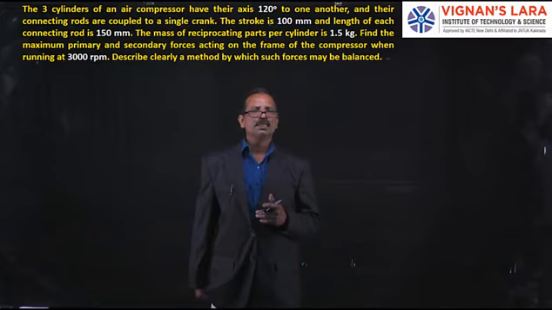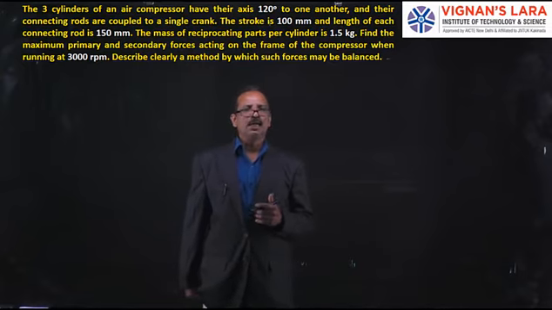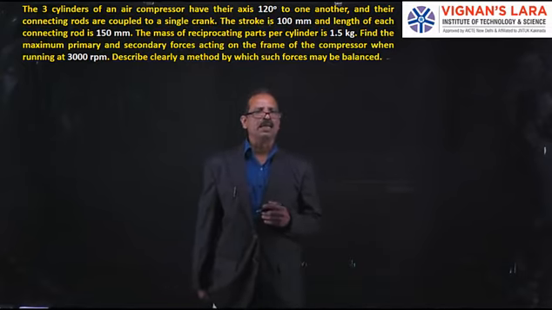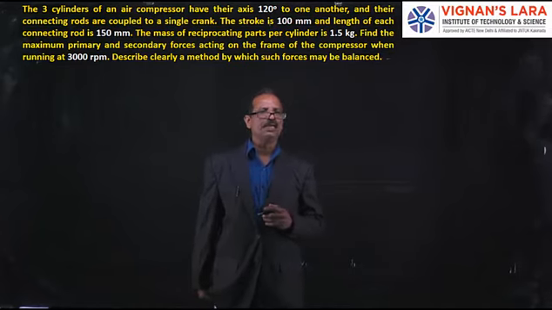The 3 cylinders of a compressor have their axes 120 degrees to one another, and their connecting rods are coupled to a single crank. The stroke is 100 mm and the length of each connecting rod is 150 mm. The mass of the reciprocating parts per cylinder is 1.5 kg. Find the maximum primary and secondary forces acting on the frame of the compressor when the running speed is 3000 rpm. Also describe clearly a method by which such forces may be balanced.